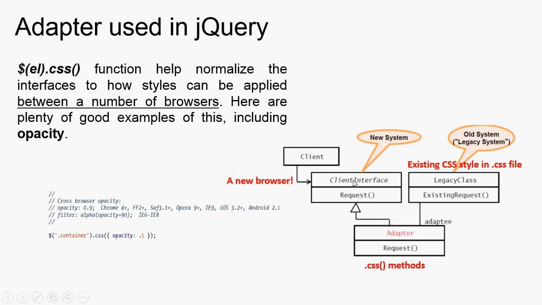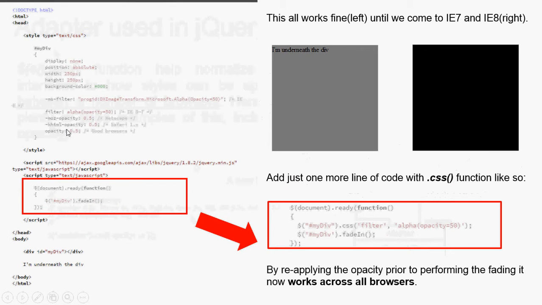instance using the client interface, and the adapter passes this request to the adaptee and calls the CSS method to utilize the CSS file and override some settings and some attributes in this file. So in this way, the CSS method can help us adapt a different browser request to the existing CSS file in our development.